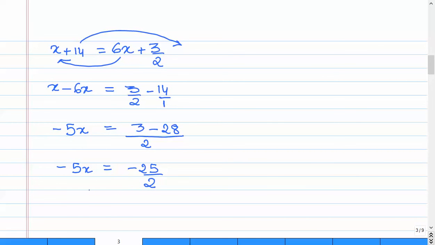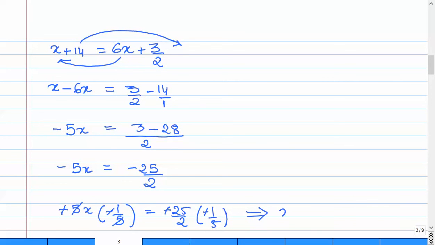Okay, now what if we were to multiply both the sides by minus 1 by 5? That is, we can get rid of this negative sign and the 5 as well. So what we do is minus 5x multiplied by minus 1 by 5 equals minus 25 by 2 into minus 1 by 5. Now this negative sign becomes a positive one, and this 5 gets cancelled, so this actually comes out to be x on the left hand side, and 5 times 5 is 25. So all we get over here is x equals 5 by 2, and this is the solution.